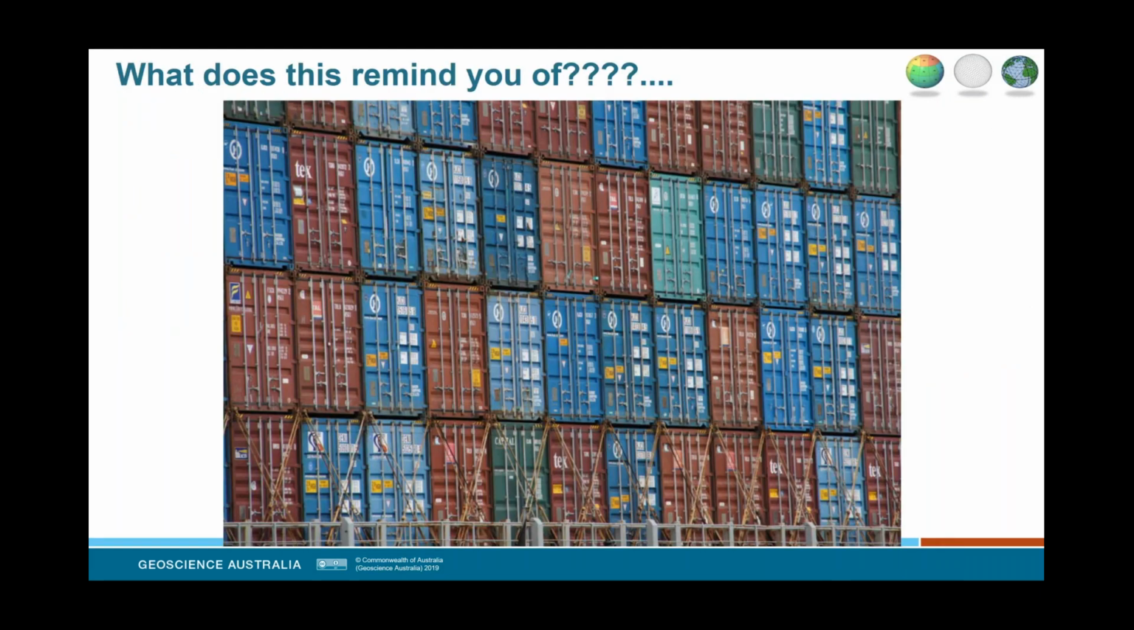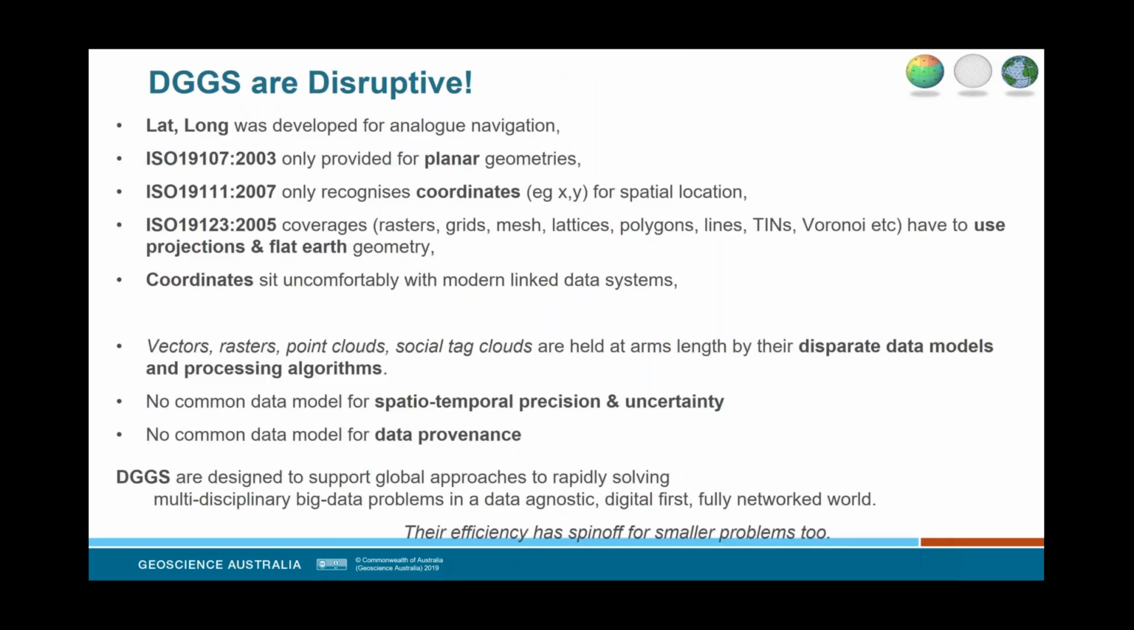And if you look at a stack of containers on a ship or in a dockyard, what does it remind you of? It looks like a grid. It looks like a grid system. It looks like a DGGS. Now, DGGS are disruptive. It takes a different approach.